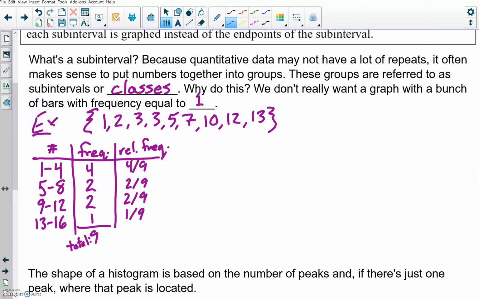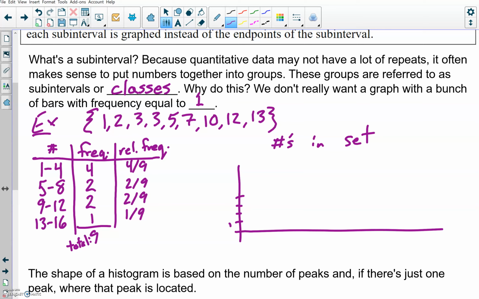And then for the histogram, if we just do numbers in a set as the title, these things are going to look so close to bar graphs, you're going to be like, whoa, is he drawing a bar graph? But the only difference is the bars will touch. So down here, we'll have our frequency tick marks again. And in this case, I just need to go up to 4. So 1, 2, 3, 4.